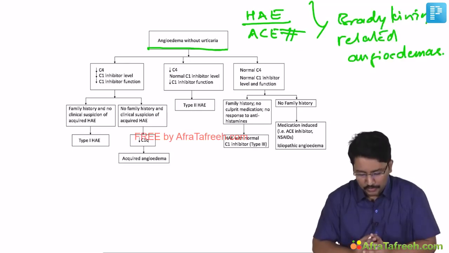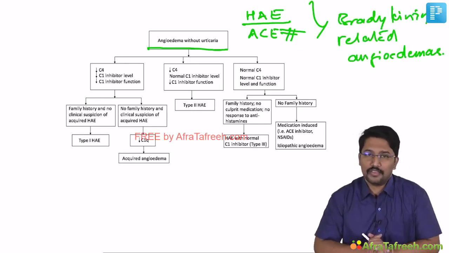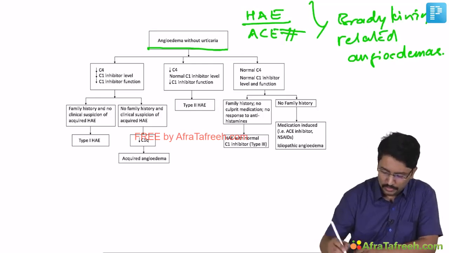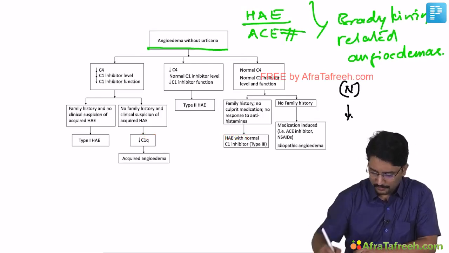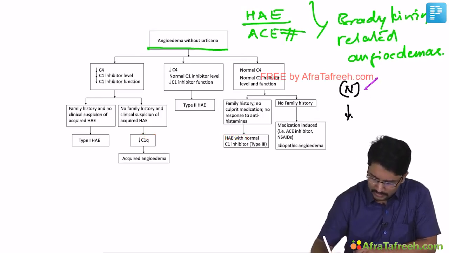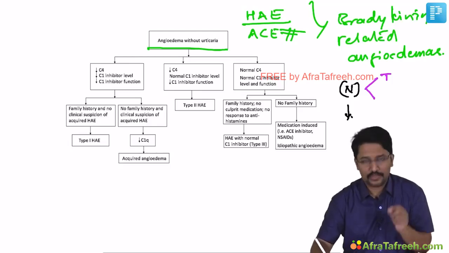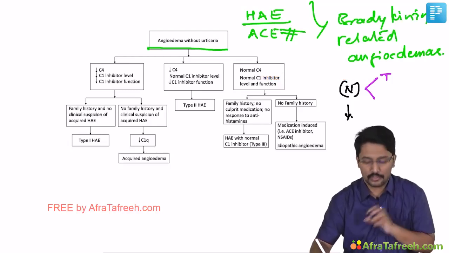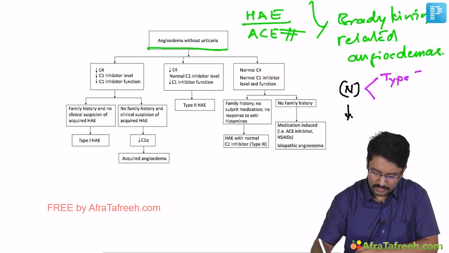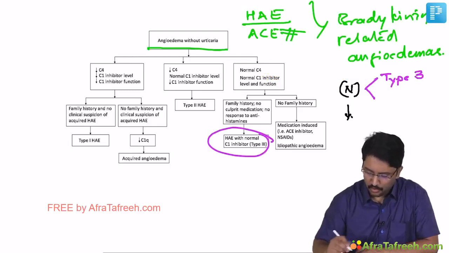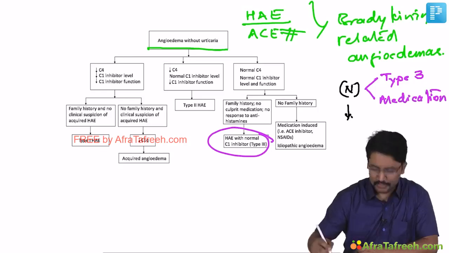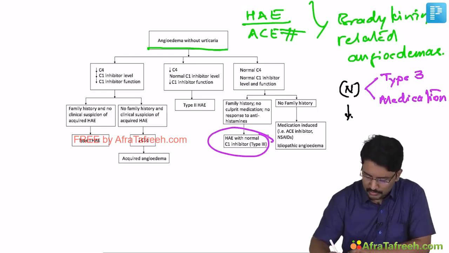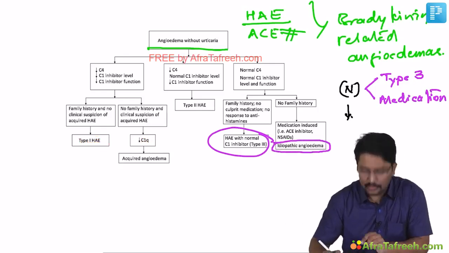The approach talks about first checking the C4 levels. The complement C4 can either be normal or reduced. When the complement C4 is normal, there are two possibilities. I told you that in type 3, there is a normal complement level. So it's either type 3 hereditary angioedema, or it is medication induced, by ACE inhibitor or NSAID. There is also a rare possibility of idiopathic angioedema. I'll talk about it in a bit.